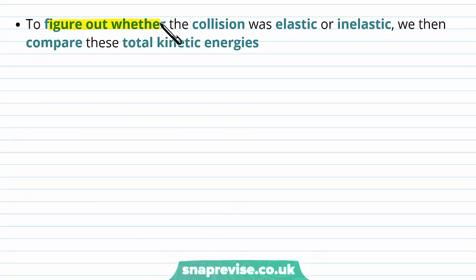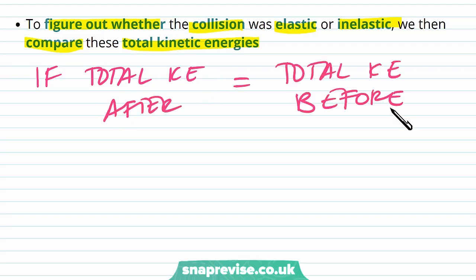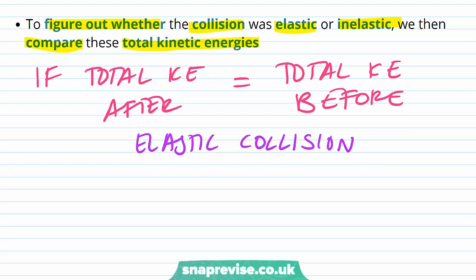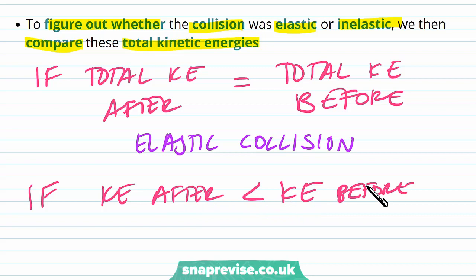To figure out whether the collision was elastic or inelastic, we then compare these total kinetic energies. If the total kinetic energy after is equal to the total kinetic energy before, then we know we have an elastic collision, because all the kinetic energy before the collision has been converted to kinetic energy afterwards. However, if the total kinetic energy after is less than the total kinetic energy before, then we know that some of the kinetic energy has been transferred into other types of energy like heat energy or sound energy. So therefore, this will be an inelastic collision.